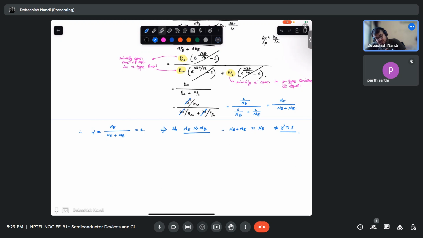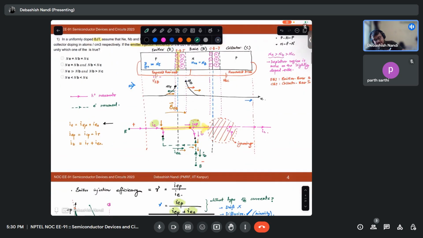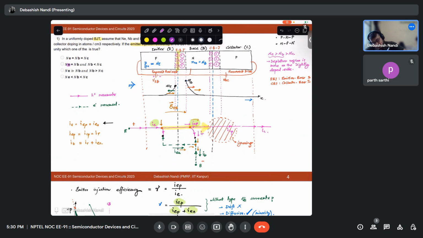So this is the condition which is required to be satisfied. In modern transistors, the emitter is very highly doped, around 10 raised to 19, and the base will be doped, let's say, 10 raised to 17. So this condition has to be met. So this would be your correct answer.